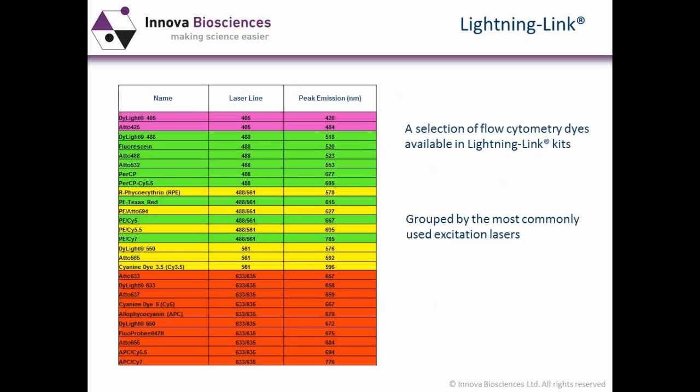They've been grouped by the most commonly used excitation lasers. So there are a couple there working off of the 405 nanometer laser line, a lot of dyes working off of the most common 488 nanometer line, shown there in green. In yellow, dyes that will work very effectively off of some of the newer lasers, perhaps the 561 laser line or even the 532 laser line. And then those off of the 633 or 635 laser line. So you'll see you have a wide choice of dyes here, which are perfect for fitting into your multicolor flow cytometry experiments.